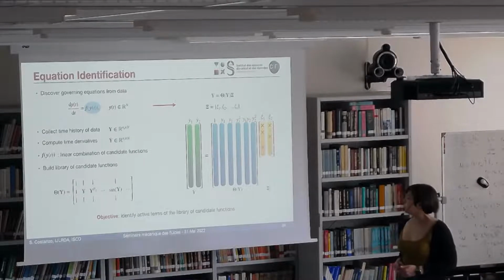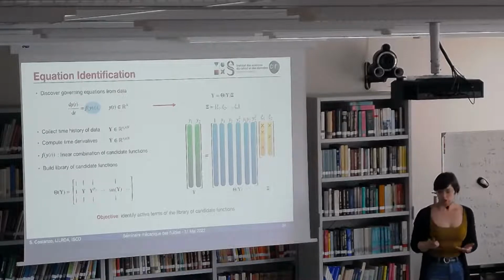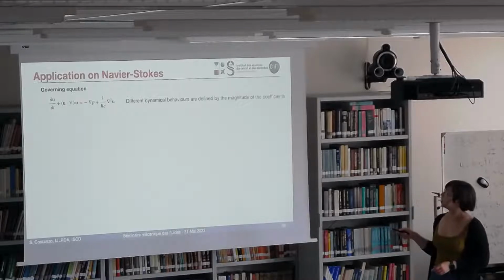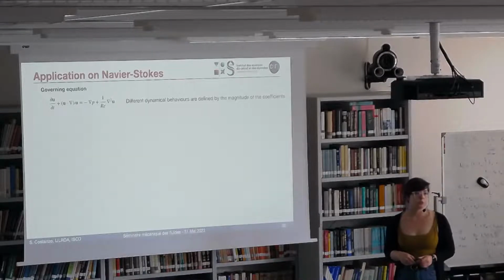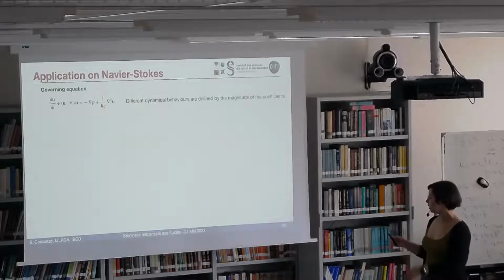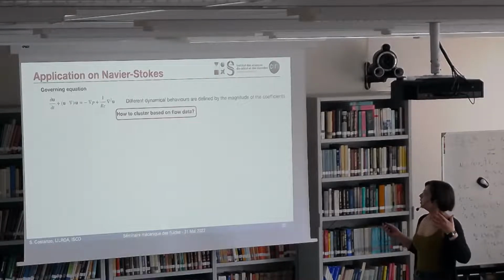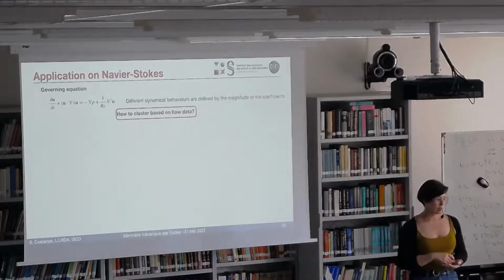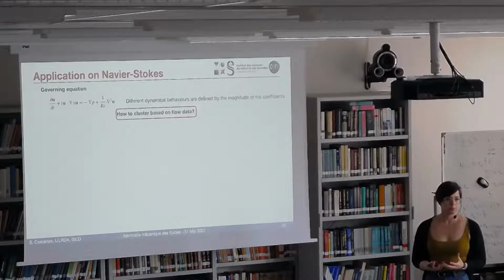So why do we use this? We want to identify the active terms of the library of candidate functions, which, when we talk about the Navier-Stokes equation, represent the different dynamical behaviors of the flow. So how do we do that? We want to discover the dynamics and cluster them together. Okay?